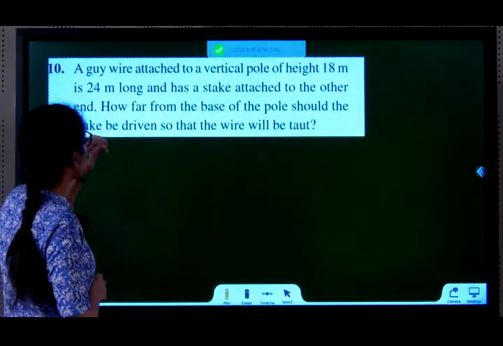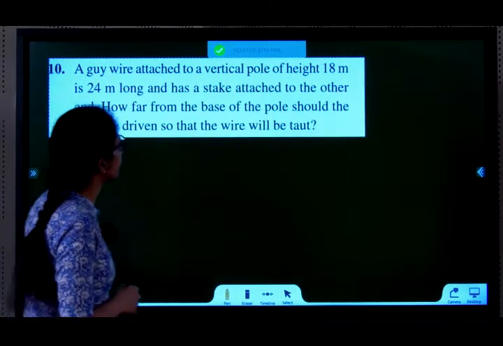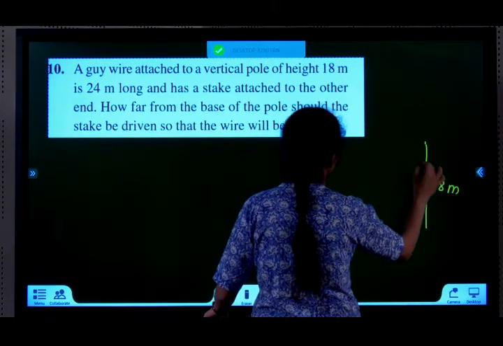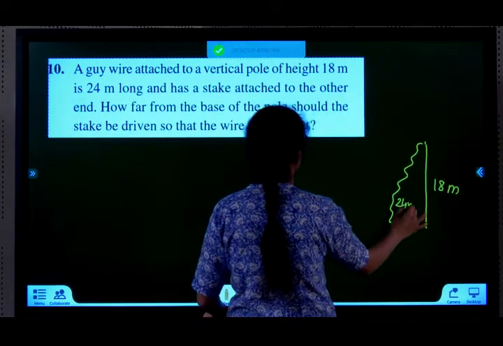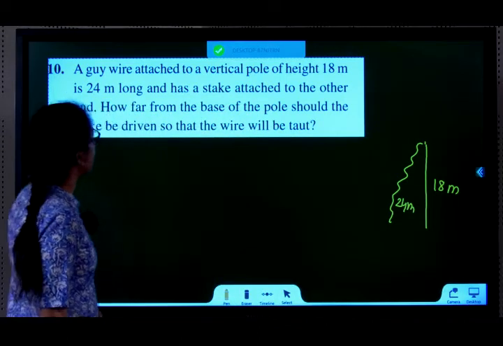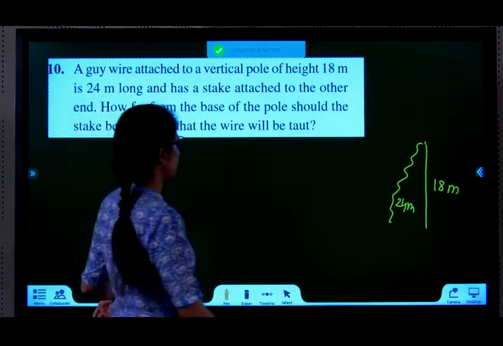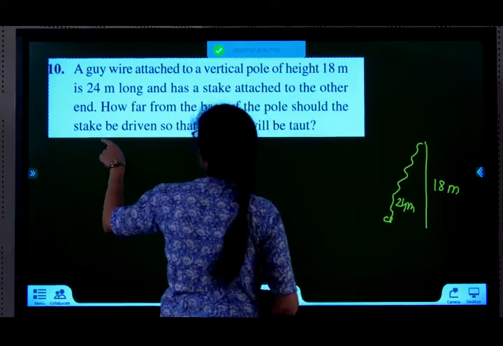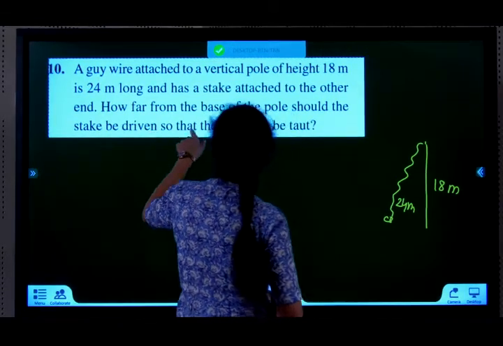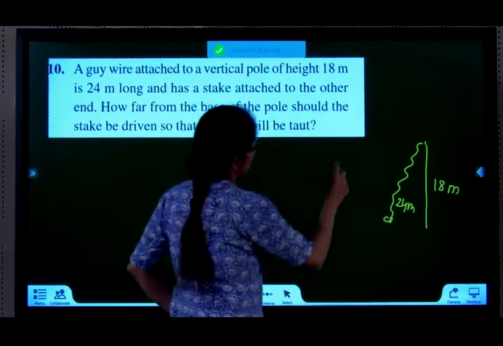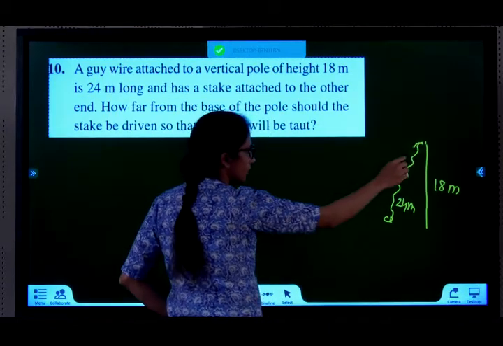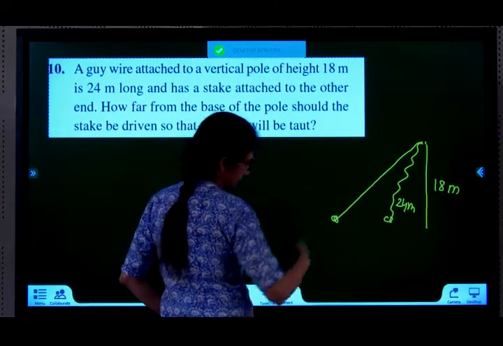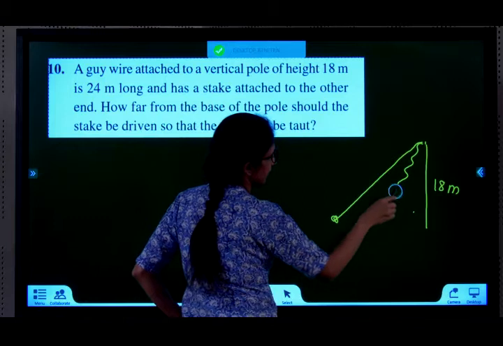A guy wire attached to a vertical pole of height 18 meters is 24 meters long. The pole is 18 meters and I have a 24 meter long guy wire, and it has a stake attached to the other end. So here we have a stake attached. How far from the base of the pole should the stake be driven so that the wire will be taut? Taut meaning it will be a straight wire. It should not be curvy like this. It has to be tight, not loose.